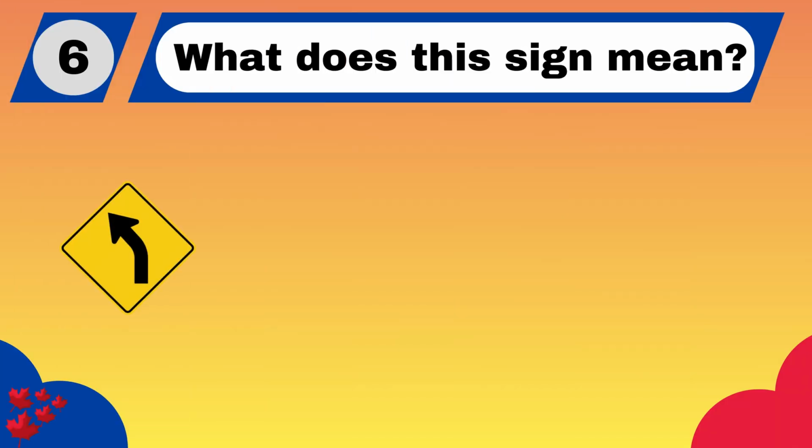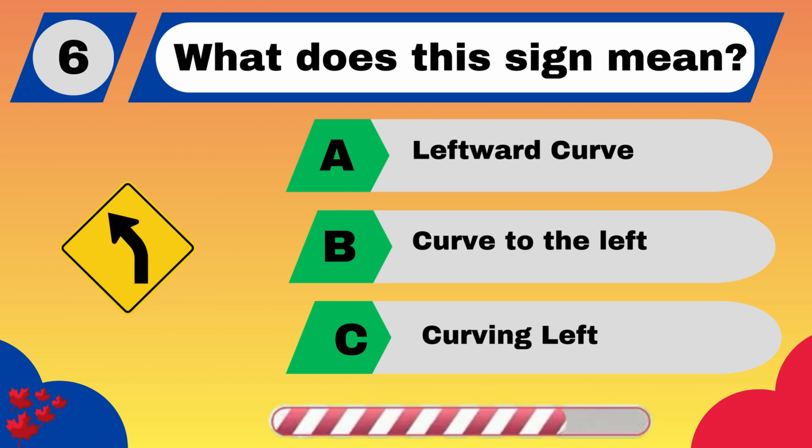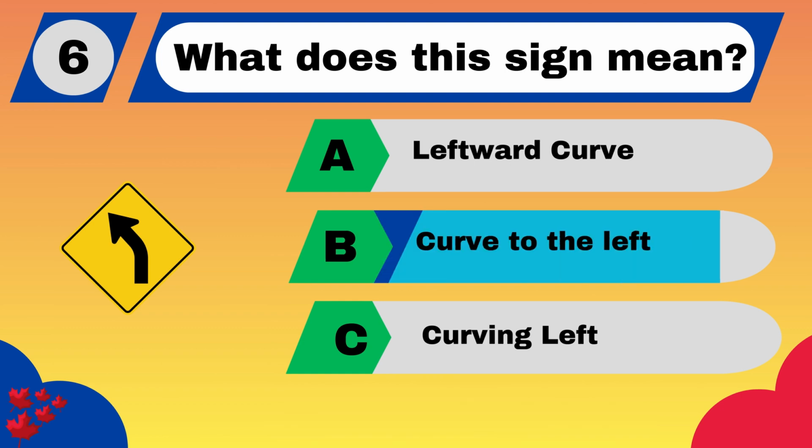Question 6. What does this sign indicate? A. Leftward curve. B. Curve to the left. C. Curving left. Well done. B. This sign warns of a curve to the left.